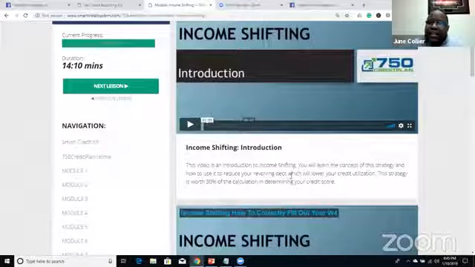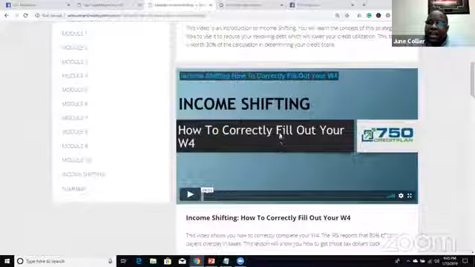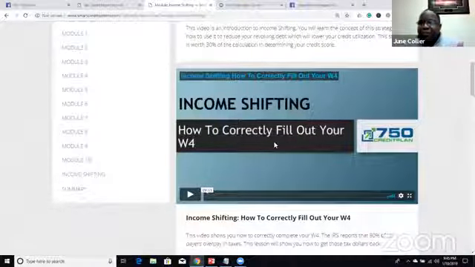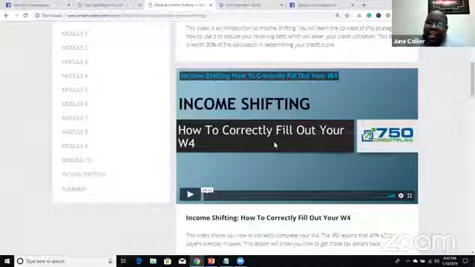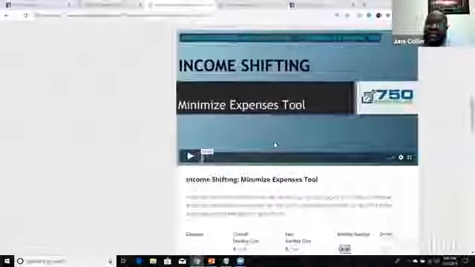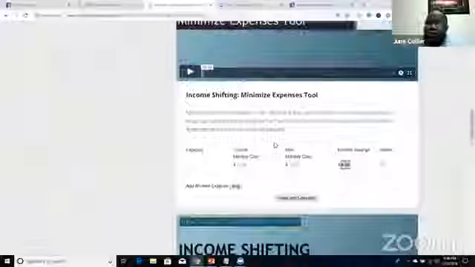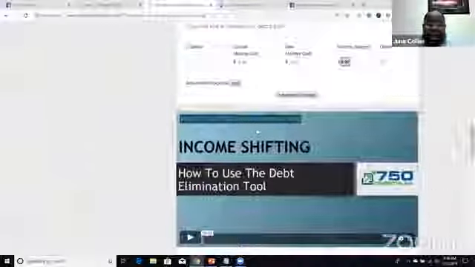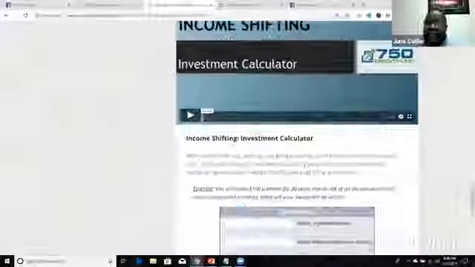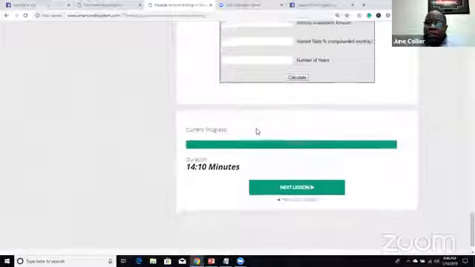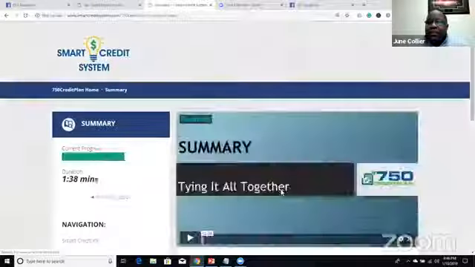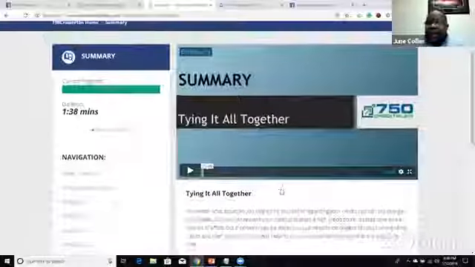We're almost done here, ladies and gentlemen. We've got the introduction to income shifting, how to correctly fill out your W-4 so that you can get more cash flow back into your pockets. We've got our minimize expense tool. You can see that tool there. How to use the debt elimination tool, how to eliminate your debt, investment calculator. All of those things are included inside of your income shifting membership. And then we've got a summary on how to tie all of this together.